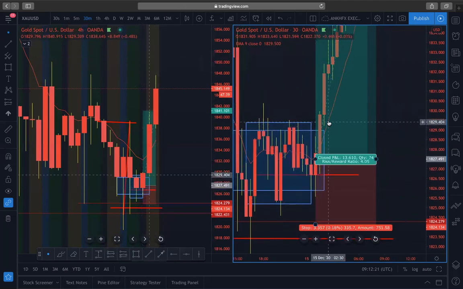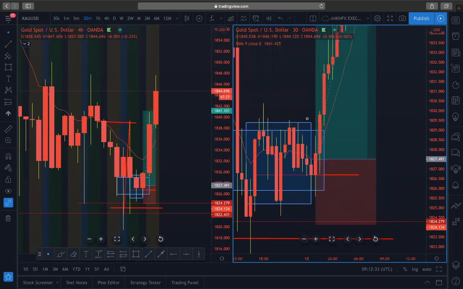Again, it broke out because there is momentum and the market is moving in a bullish direction. So you expect the candles to keep on making higher highs and higher lows too. You get the breakout of it.